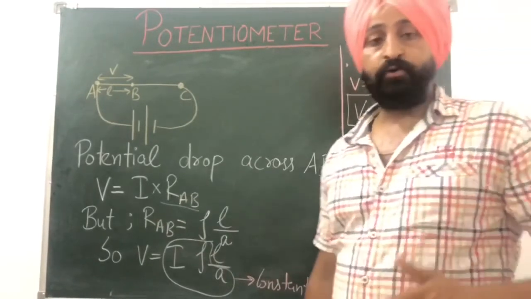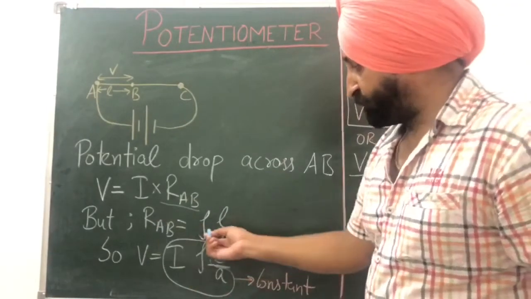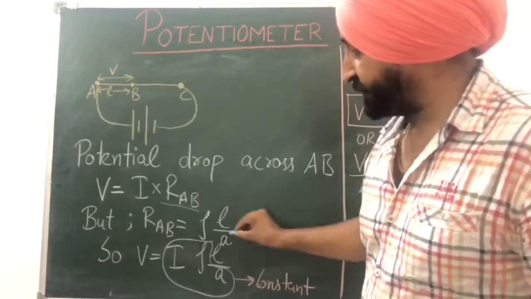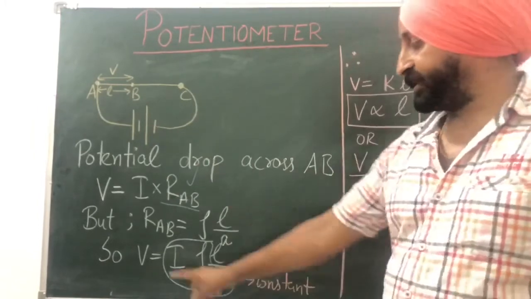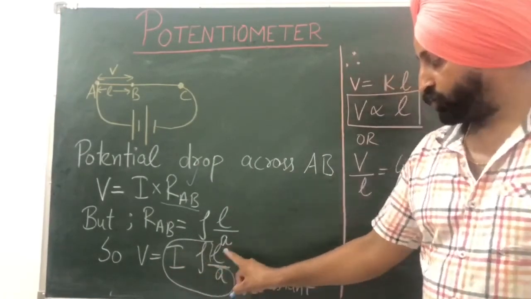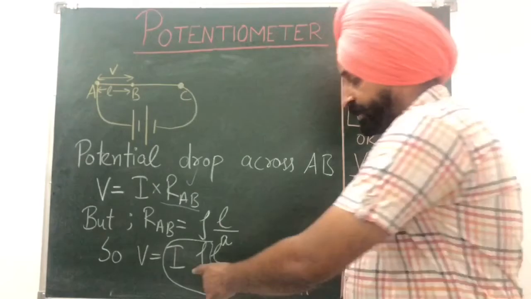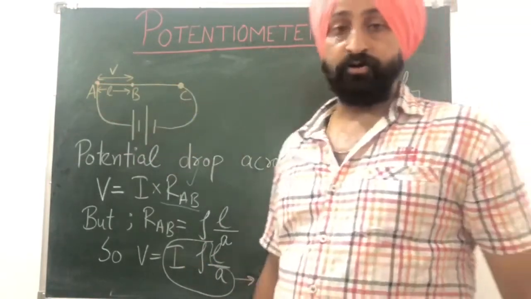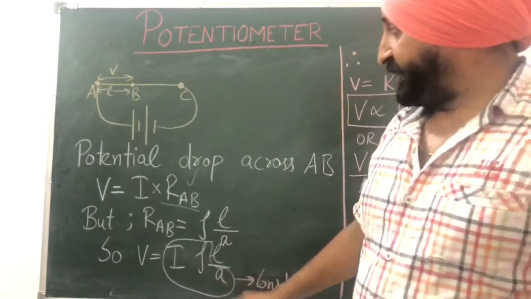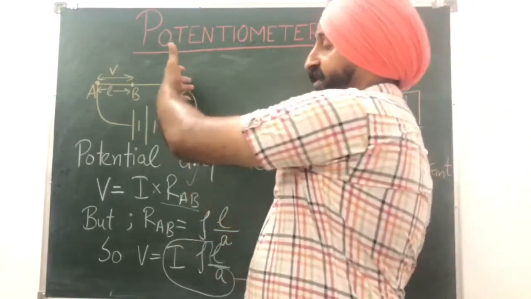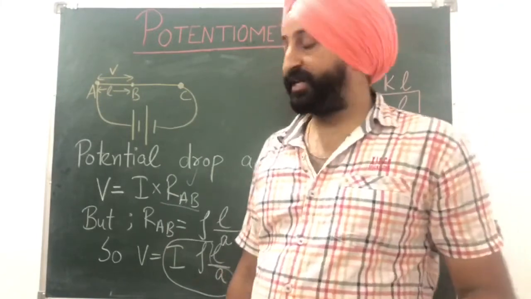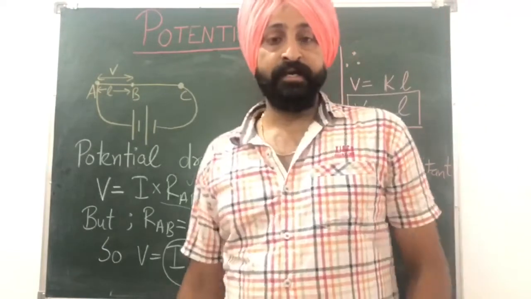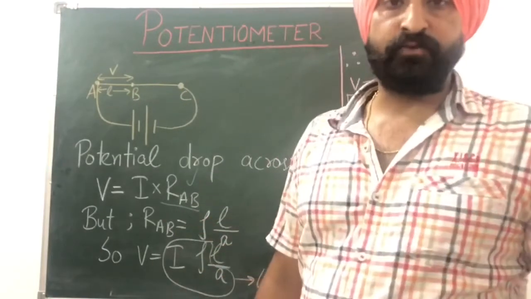Fine. Now we know that the resistance depends upon resistivity, length upon area. Now if you use this value of resistance in this equation, what we get is V equals I rho L by A. Now here I is constant because the current flowing through this conductor will be constant. Area is also constant. We have taken this wire of uniform cross-sectional area, so A will also be a constant value. Resistivity, of course, will be constant for the uniform thickness of a wire.